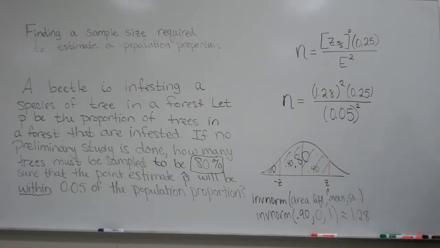So now going through and running those numbers into our calculator, we have 1.28 squared times 0.25 divided by our 0.05 squared. And when you do that, we get 163.84.